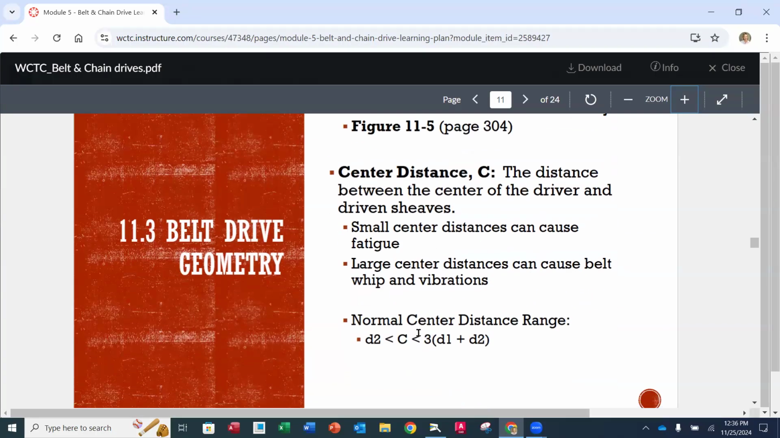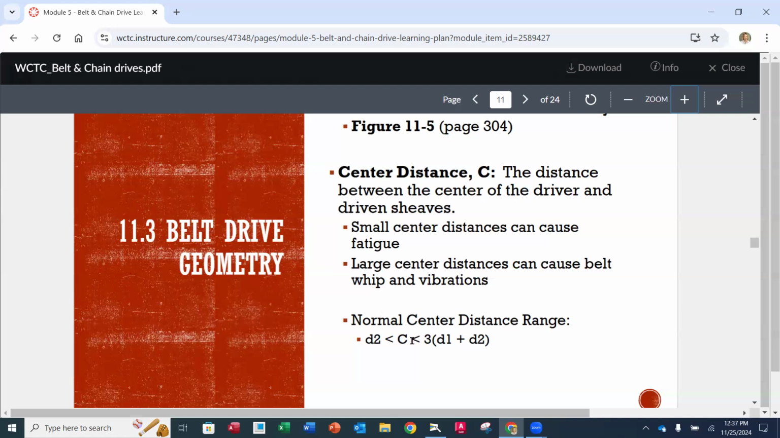Now, there is a center distance range that we want to live within, for instance. You'll notice that it says D2, and then you have the center distance, capital C, in between. So your center distance needs to be greater than whatever the diameter is of your larger pinion, because remember, 2 is your output. And it has to be less than 3 times adding together the input and output pitch diameters of their sheaves. So we just need our center distance in there.